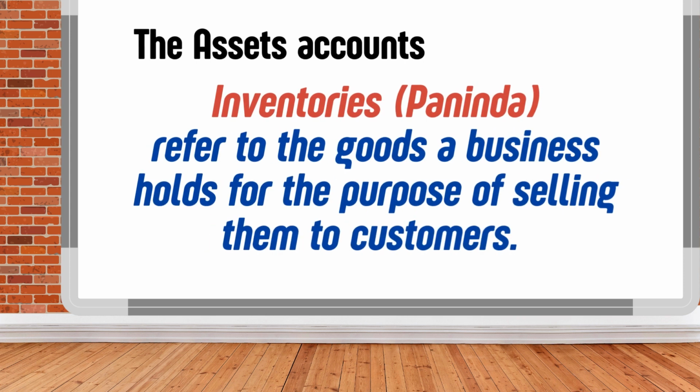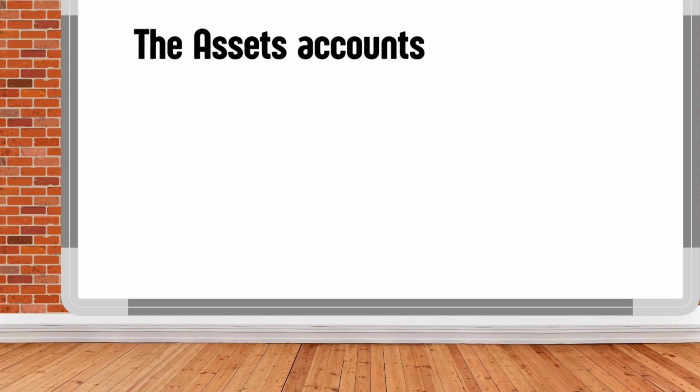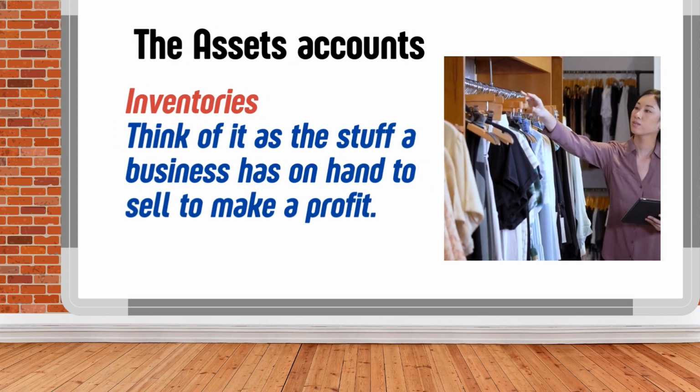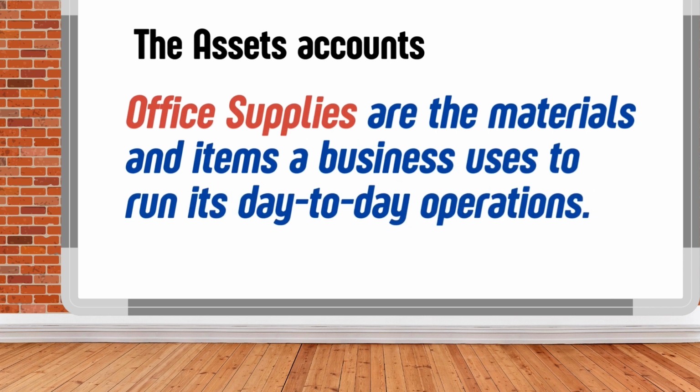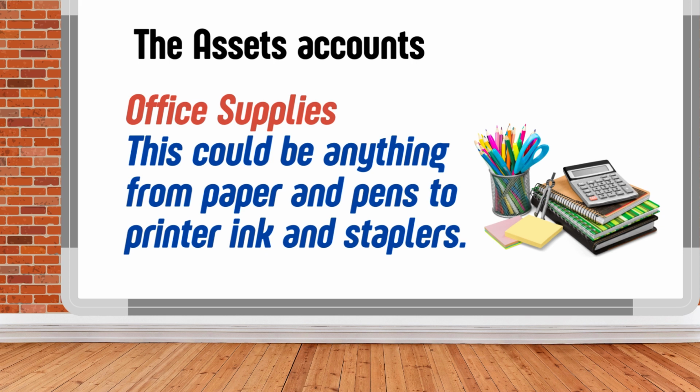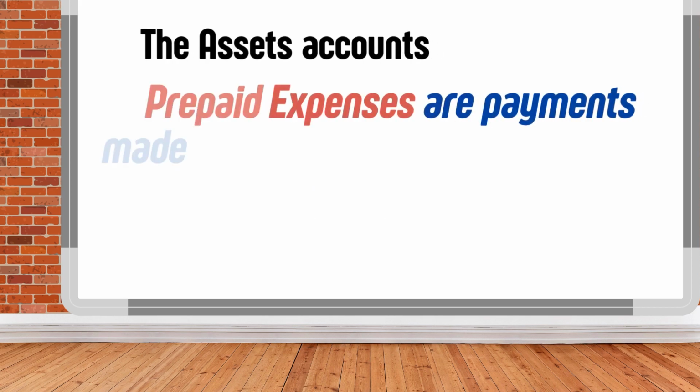Inventories refer to the goods a business holds to sell to customers. Think of it as the stuff a business has on hand to sell to make a profit. Office supplies are the materials and items a business uses to run its day-to-day operations. This could be anything from paper and pens to printer ink and staplers. They're the essentials that keep the office running smoothly.